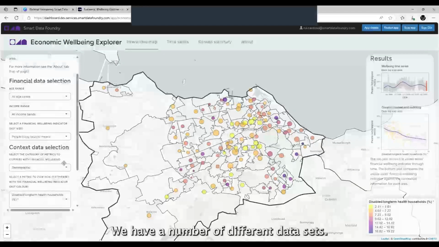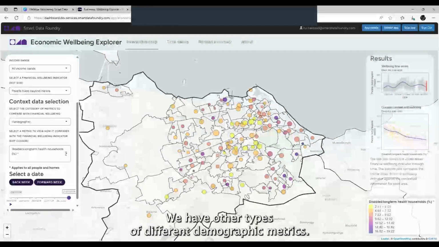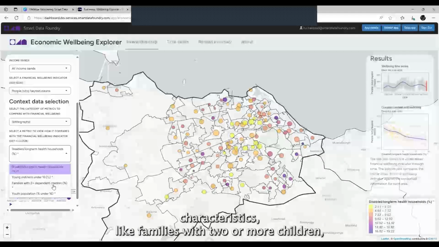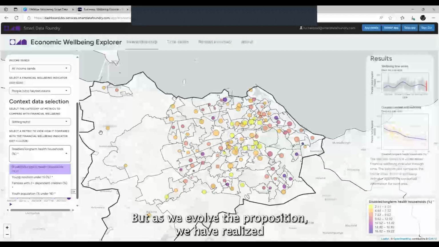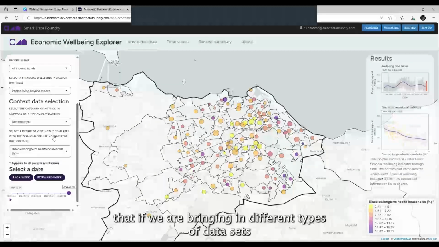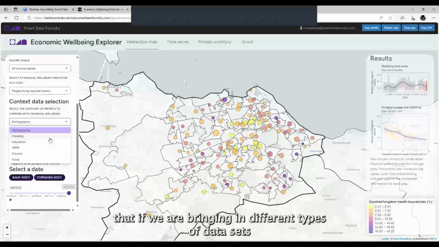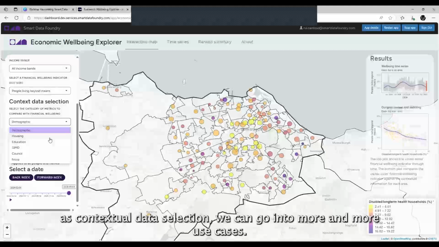We have a number of different data sets. We have other types of demographic metrics, so we can look at different population characteristics, like families with 2 or more children, the percentage of under 16 population in each of these regions. But as we evolve the proposition, we have realized that if we start bringing different types of data sets as contextual data selection, we can go into more and more use cases.